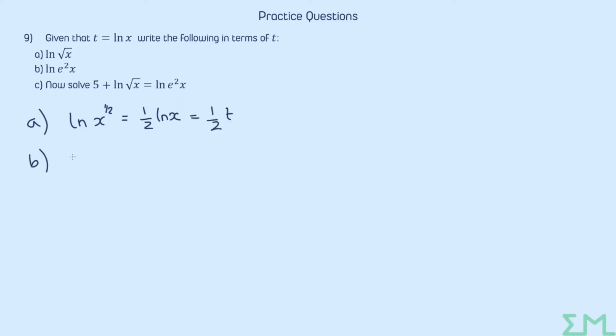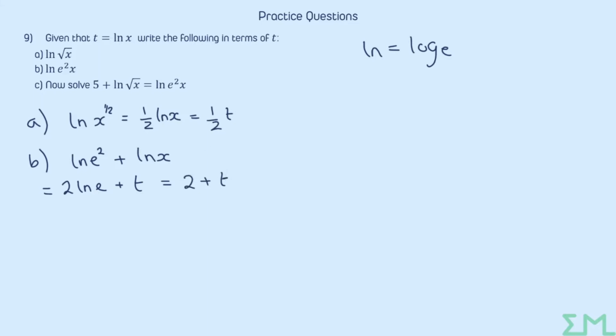Part B, we're going to split apart that multiplication with addition. We're going to bring the power down. We're going to replace ln x with t, and we're going to remember that ln is log base e. And log base e of e would just be 1, so it would just be 2 plus t.